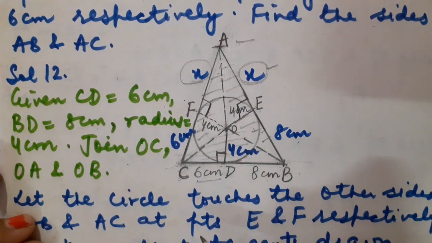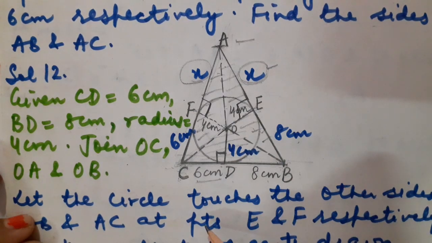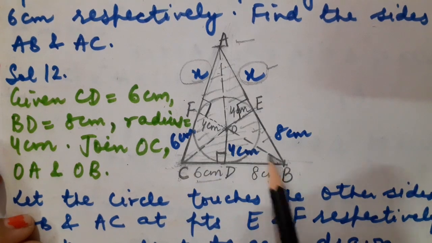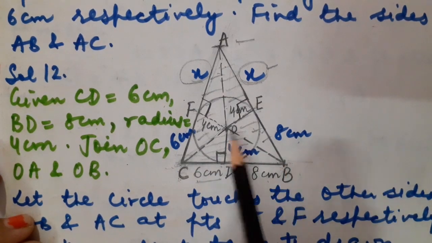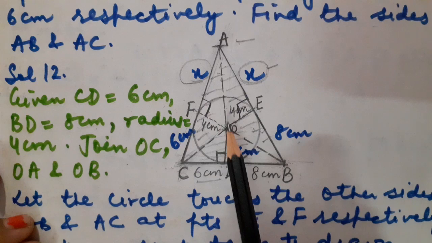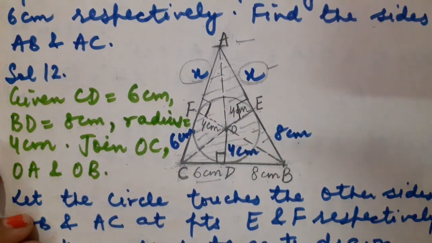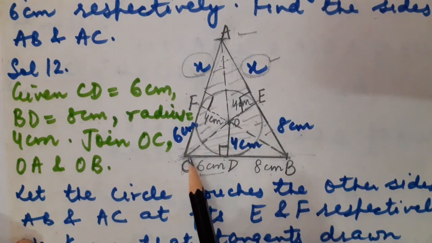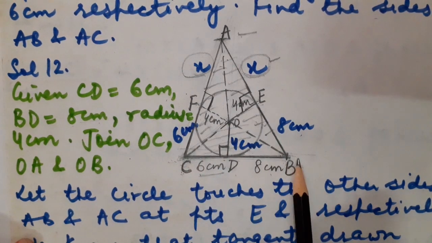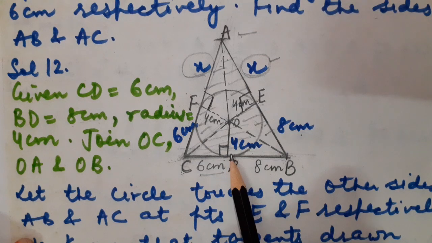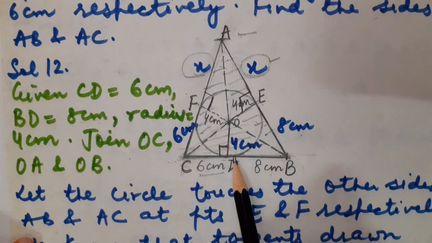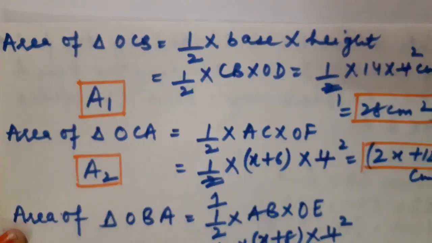So how to calculate the area of a right angle triangle? That is half into base into height. So I have to apply half into base into height in triangle BOC, then in triangle AOB and in triangle AOC. Correct children? Now children, in triangle BOC, this BC will be the base and of course OD will be the perpendicular, or I should say the height. So it would become half into 14 into 4. Correct?